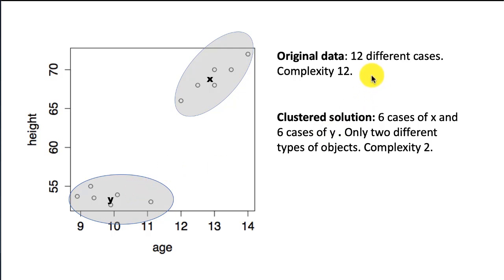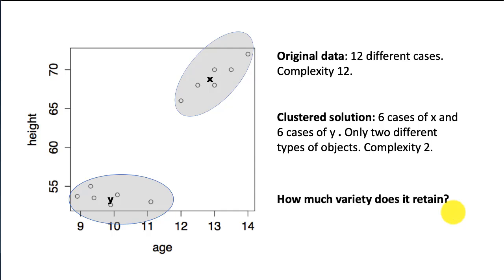Okay, so in the original data, we had 12 different cases. Let's say the complexity was 12. In the clustered solution, the complexity is only 2, because you're viewing the data as consisting of 6 cases with this average age and height and 6 cases with this average age and height. So you've reduced the complexity from 12 down to 2.